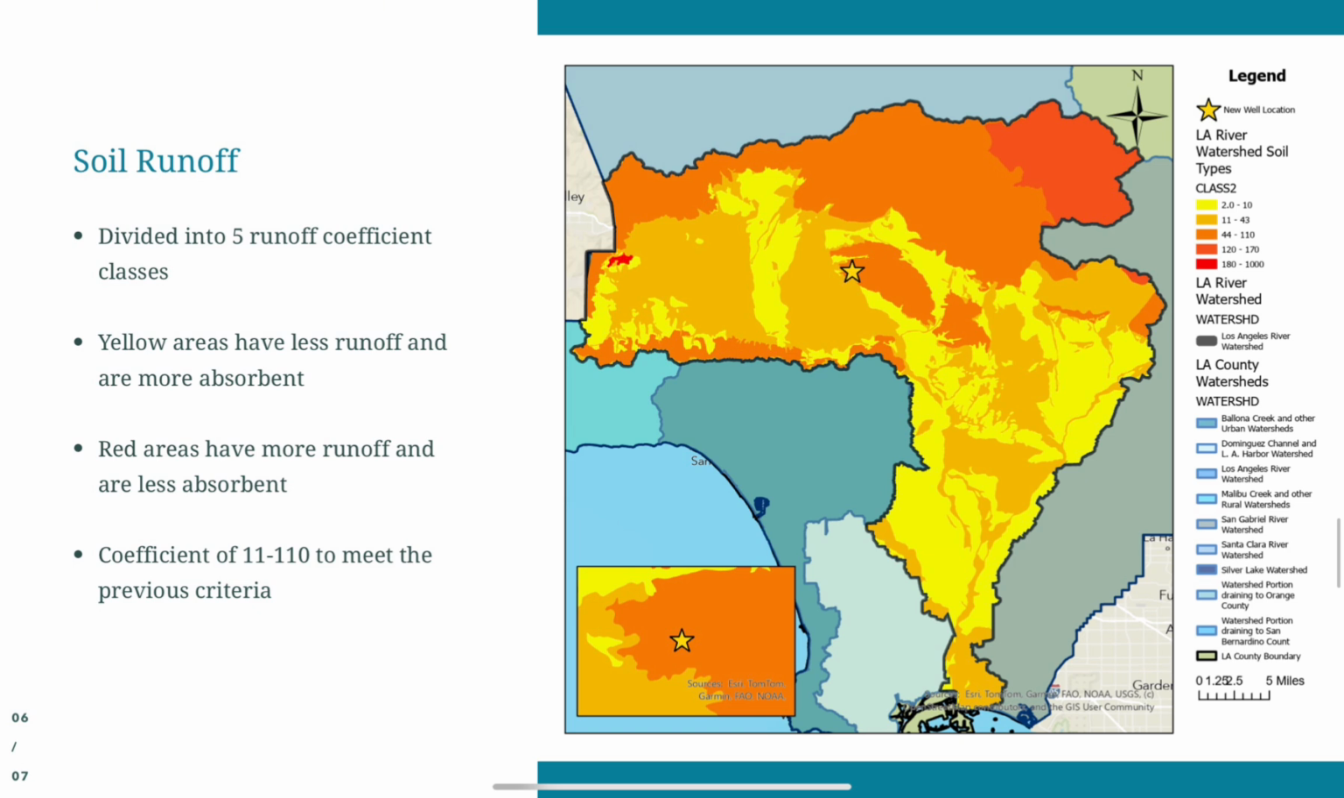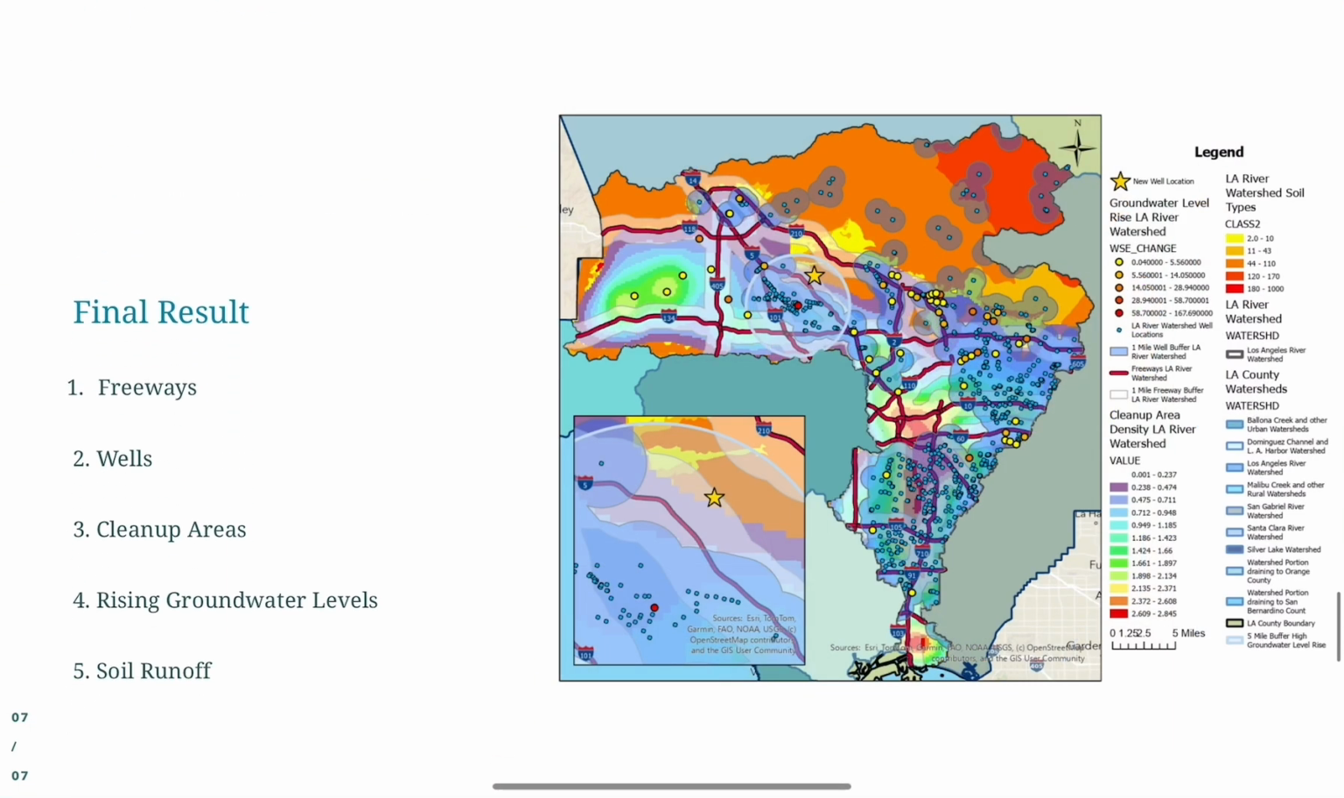In order to continue meeting all the previous criteria that we've mentioned so far, we're going to have to pick an area with the runoff coefficient from 11 to 110, so those 2 orange shades. So when you look at that inset map in the corner, it'll give you a blown up, zoomed in version. The runoff coefficient is in the 60s and it's on an orange area. So indeed, we do have a good runoff level and we're still meeting all the other criteria as well.